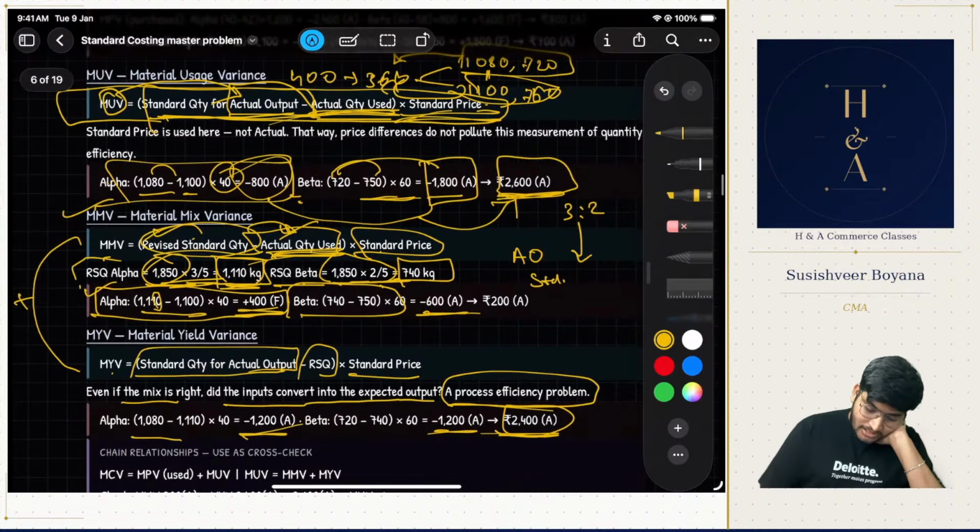Let us mathematically compare. Material mix variance is 2000 adverse. Material yield variance is 2400 adverse. When we add the total, 2600 adverse should be material usage variance.